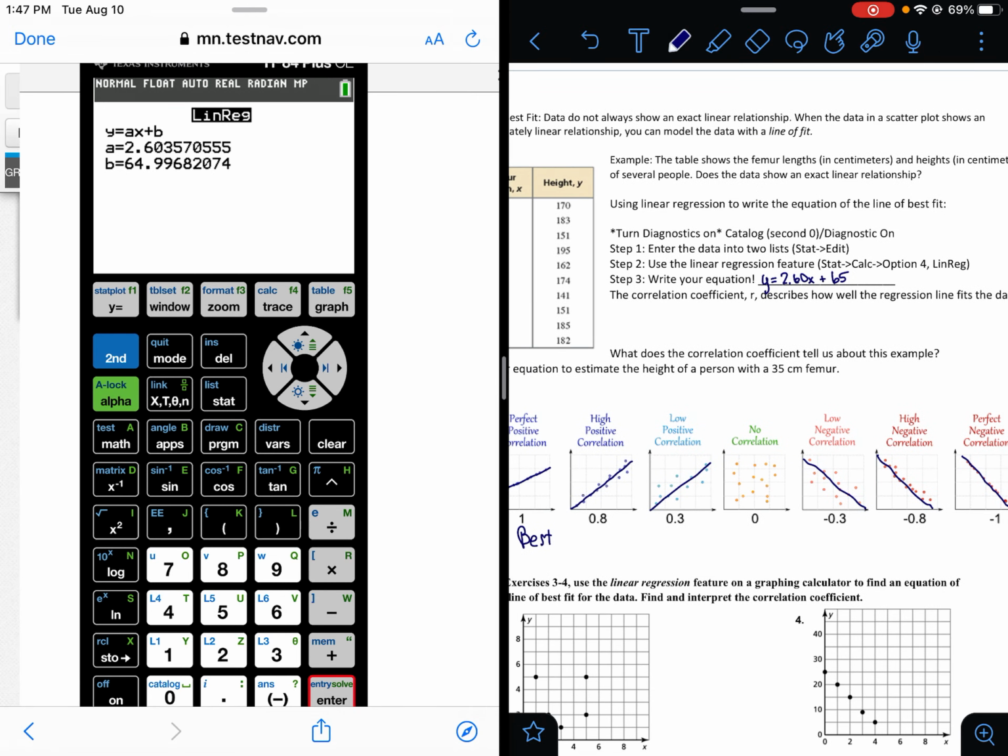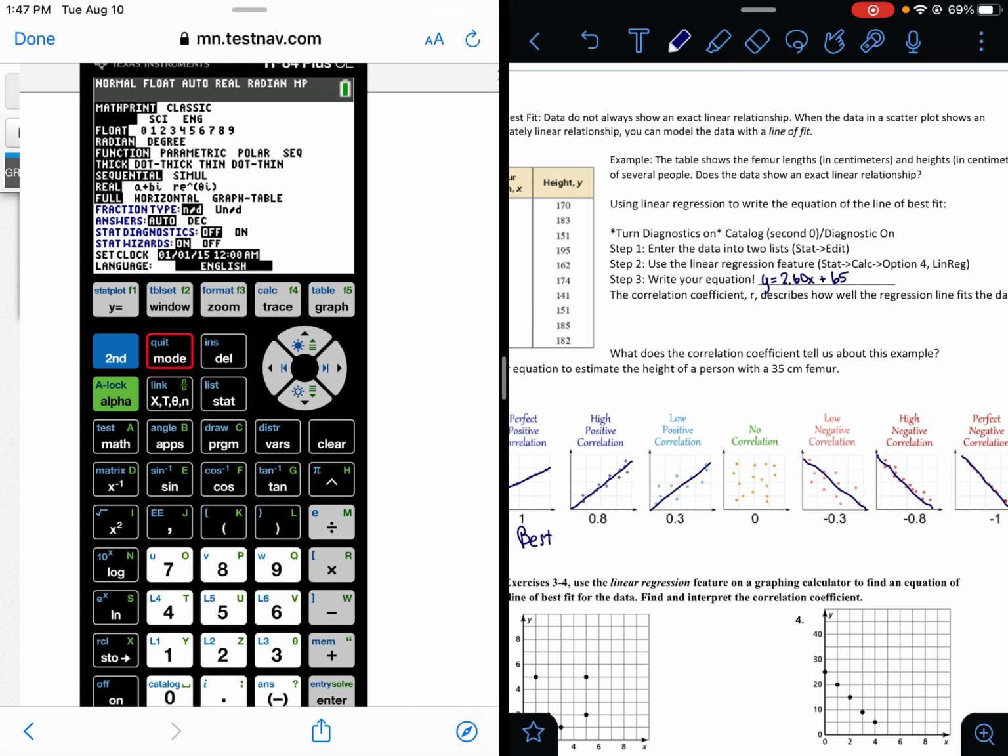Now, how can we get the calculator to give us this R? Notice how when I do linear regression, I don't see the R. We can do something to our calculator to make sure that the R does come up. What you would need to do is go to mode. You can see it's highlighted in red there, mode. And then go down to where we see stat diagnostics. Notice stat diagnostics is off. So I'm going to go to on and hit enter and turn it on.